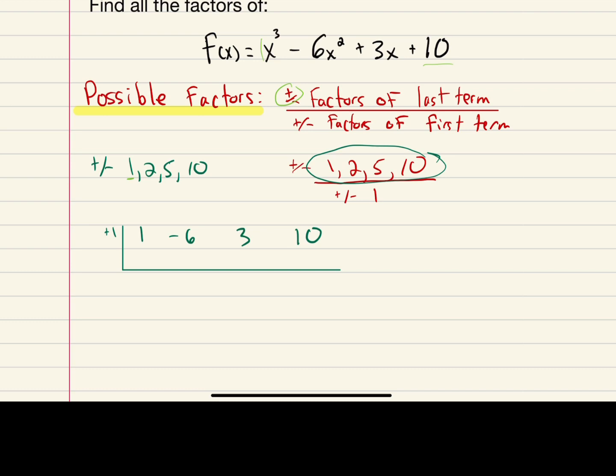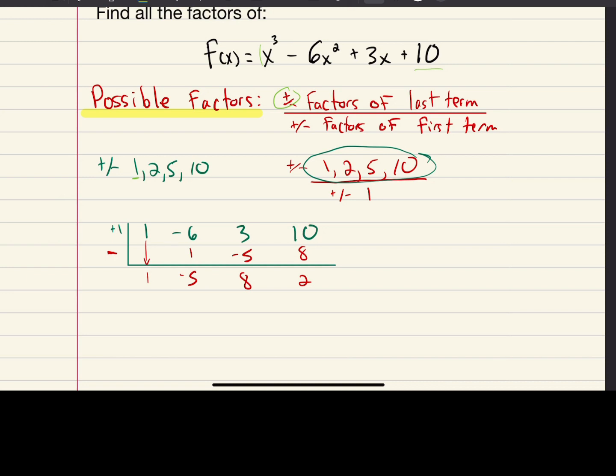And I'm going to do the usual synthetic division to see if by the end of this, plus 1 is going to get me 0. So as we can see, we got a remainder of 2, so this is not a factor, so I'm going to go on to the next one.